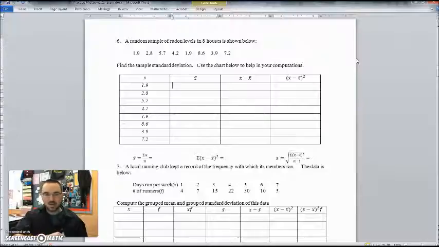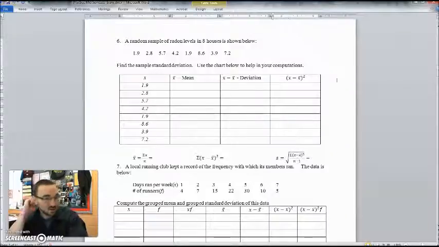So let's get started. What we have here is our X column, and these are the headers that you're going to want when you're trying to figure out standard deviation by hand. We have our X header, which is just our random variables, or our random sample. Then we have our X bar, which is our mean. We have our X minus X bar, which is also known as our deviation. And then we have our squares, so we're squaring our deviation. And then down here are our formulas.